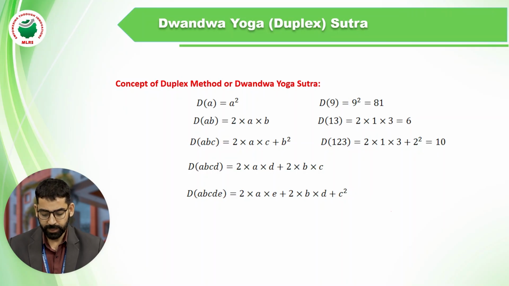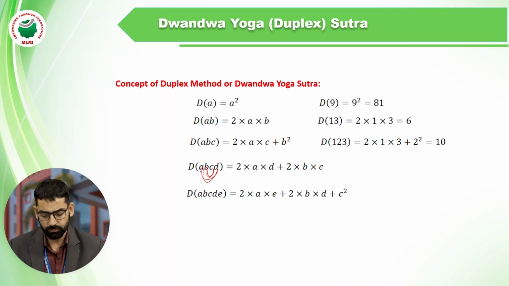By formula we can take the pair of the first digit and the last digit, and then we have B and C. So there are 2 pairs of 4 digits, that is A and D and B and C. Now from these 2 pairs you can use the formulas: 2 into A into D, that is 2AD, plus 2 into B into C, because for a pair of numbers we can calculate the duplex by the second formula for a 2-digit number.